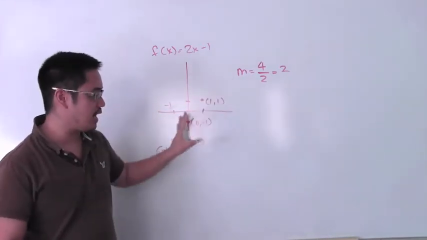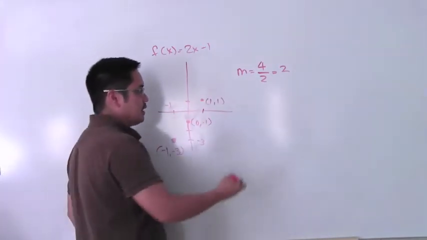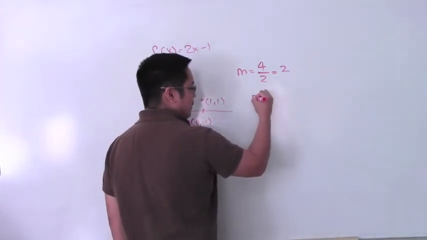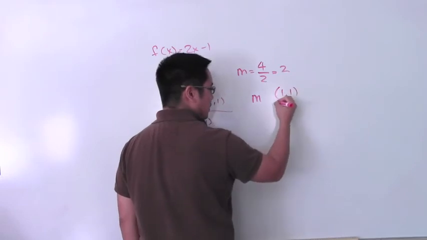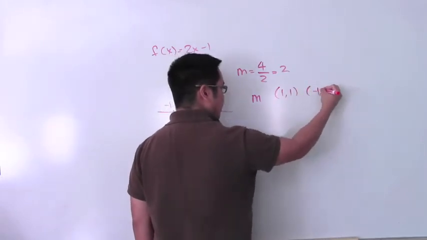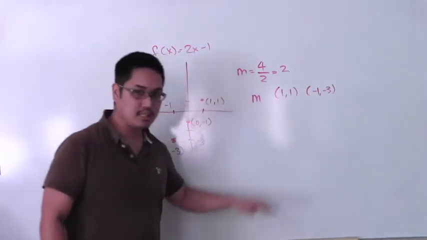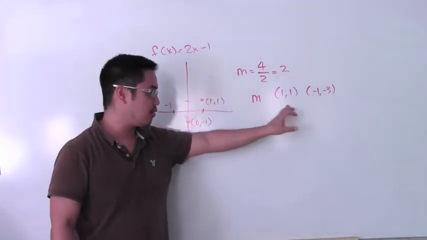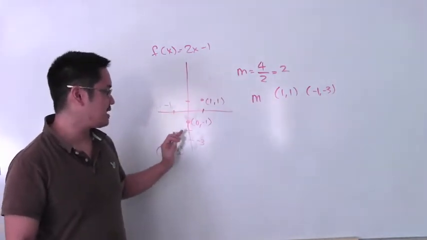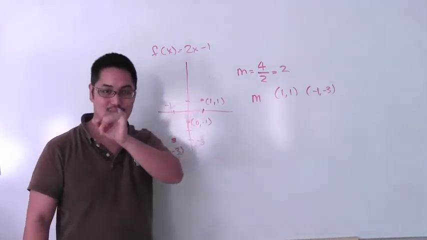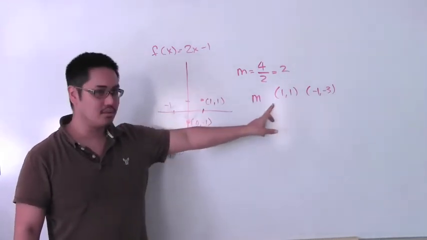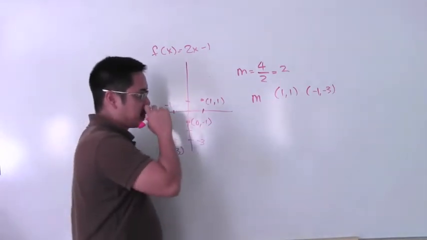Mathematically, if I didn't have the graph, what I would do is this. What is the slope between points (1, 1) and (-1, -3)? Now this is important, probably the more important one, because it's easy to do it graphically. Often I graph them and count it out. But if you're asked to do it just mathematically, here is what I would do.